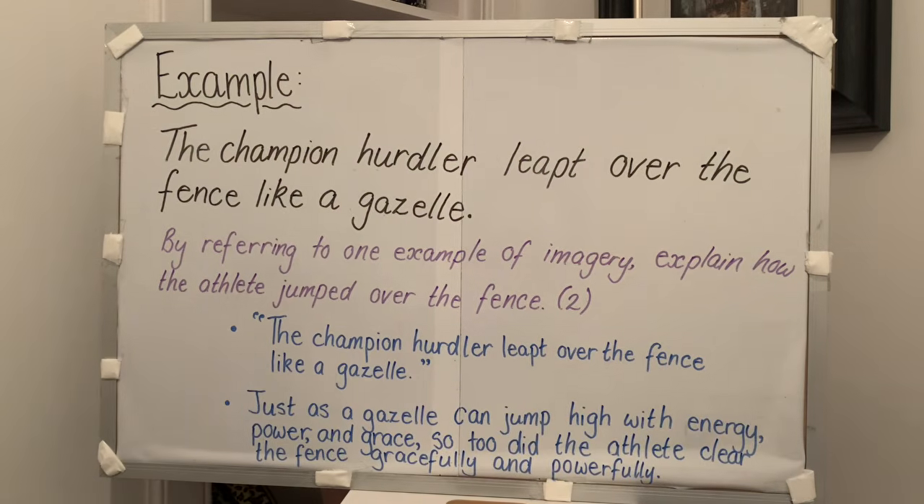So in your explanation, you have to explain why the way the hurdler jumps is being compared to a gazelle. So we know that a gazelle was able to jump over something with grace, with power, with ease, with a lot of height, and so therefore we know that the champion hurdler is able to jump the fence with a lot of power, with a lot of grace, and with a lot of height. Once you've figured out how it's being compared, then you just use just as and so too to structure your answer, as I've done here. For those of you who use TQAL, I'll go over that just now.